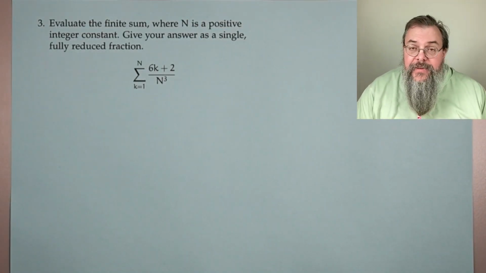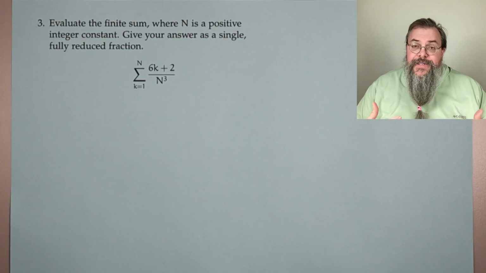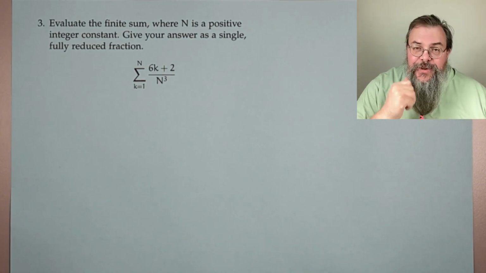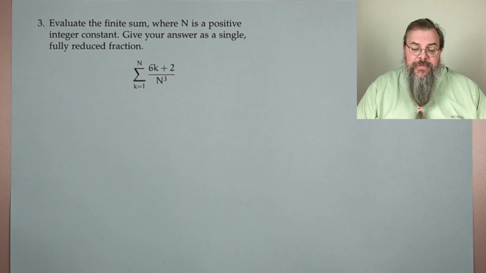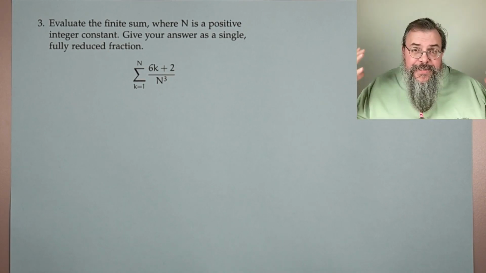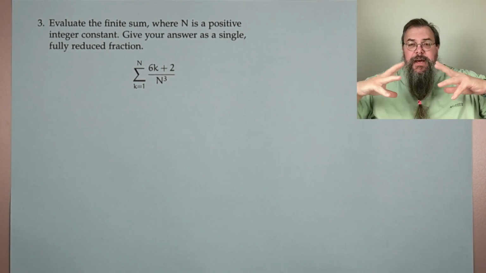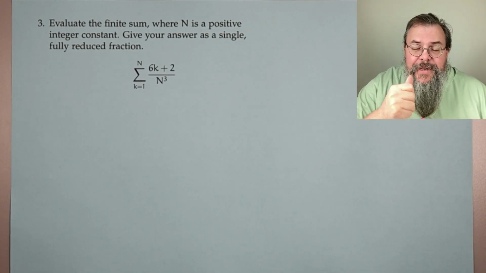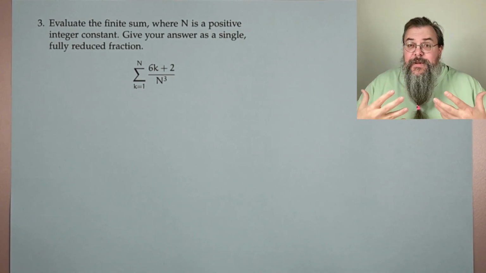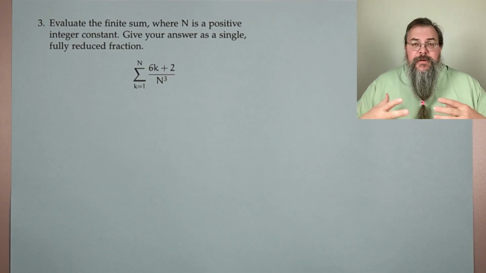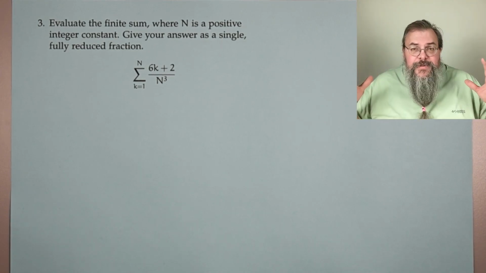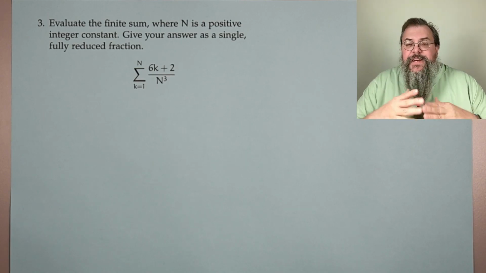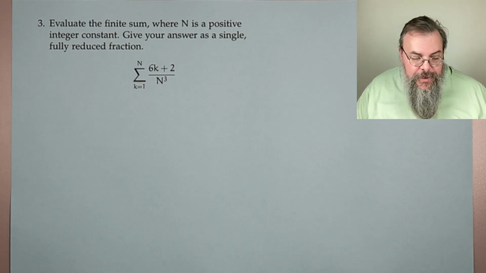Evaluate the finite sum where n is a positive integer constant. Give your answer as a single fully reduced fraction. So it's like we have a sum and we say, look, I don't want to have a sum, I want to collapse it. I want to get it down to a single expression. And this is something that commonly happens, especially when you're doing Riemann sums. It's like, well, I have lots of terms. I don't want to look at lots of terms. I want to say, what's it equivalent to as one term?